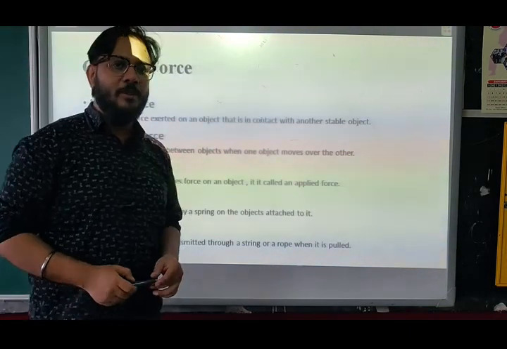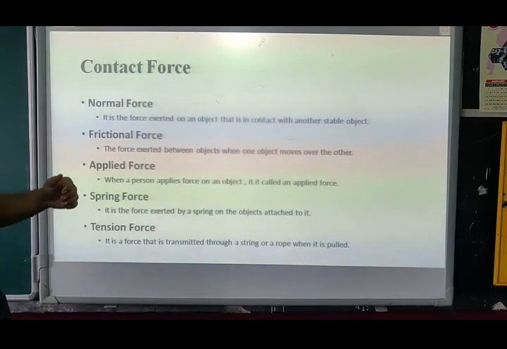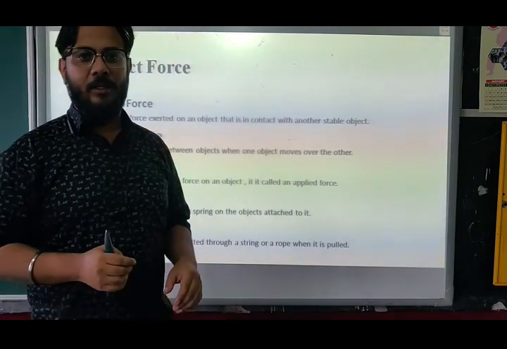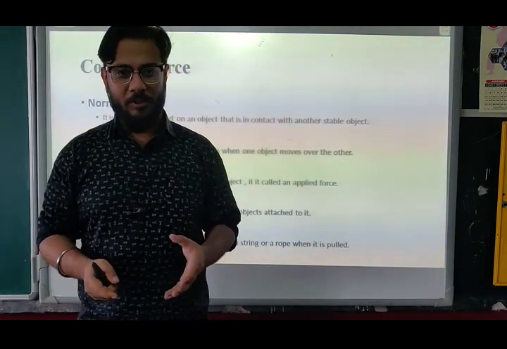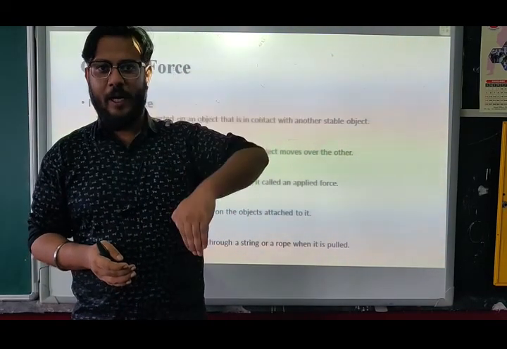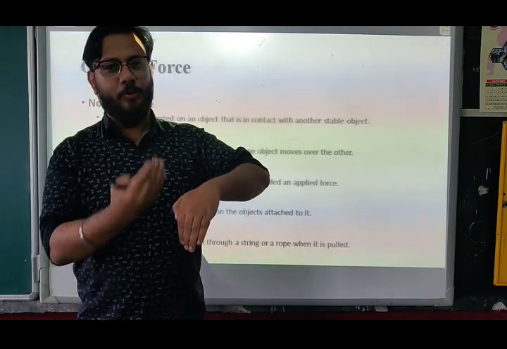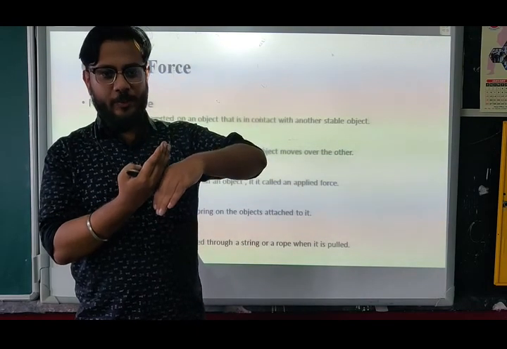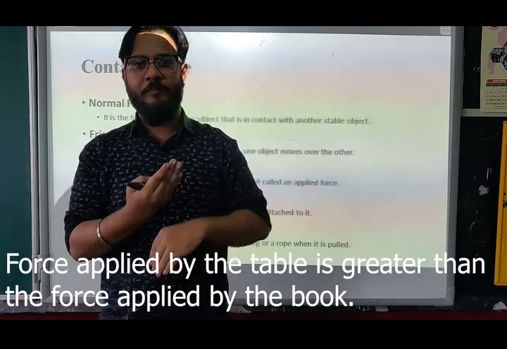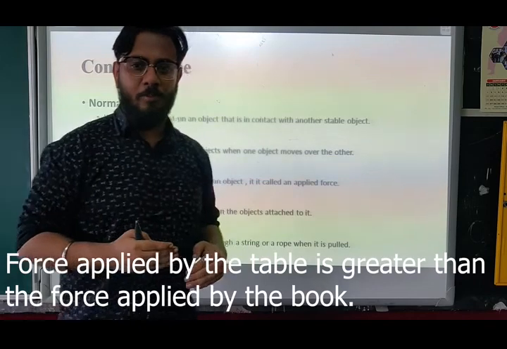So let's look at different types of contact forces. Different types of contact forces are your normal force. It is a force exerted on an object that is in contact with another stable object. For example, a book on a table. The book is applying force downwards on the table, and the table is applying force upwards on the book. That's why the book is there. It's not falling down. It's not crushing the table. That is why it's there, the force being applied. Okay, that is your normal force.